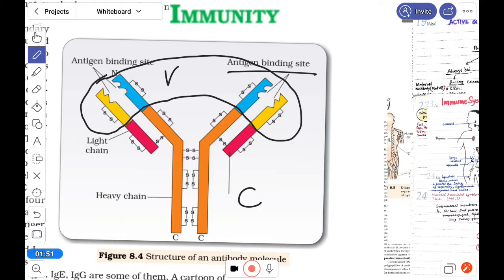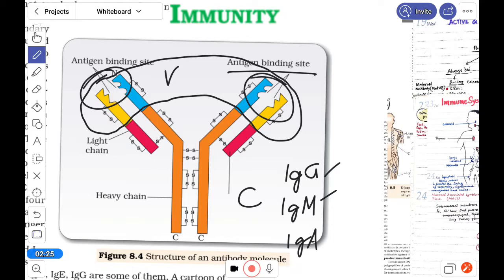Out of that, immunoglobulin IgG and IgM are very popular, and IgA after that. So these are immunoglobulins, which means antibody molecules, and they are produced by our body. This area is the antigen binding site, so it can bind the antigen.